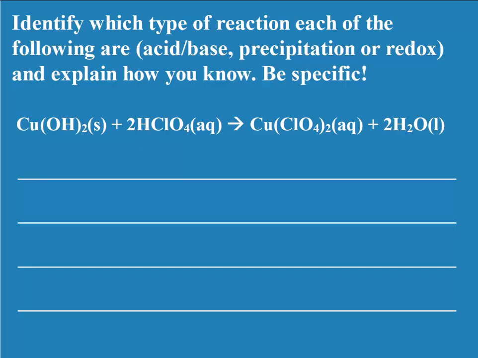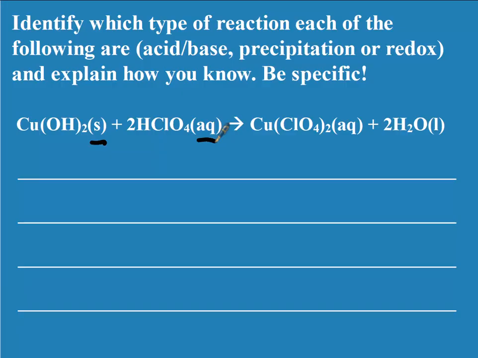precipitation reactions. So for it to be a precipitation reaction, we have to have two aqueous solutions going together to make a solid. Here we do not have two aqueous solutions, nor do we have a solid as a product, so we know that this cannot be precipitation.